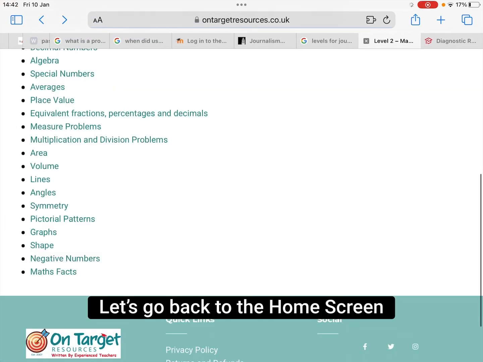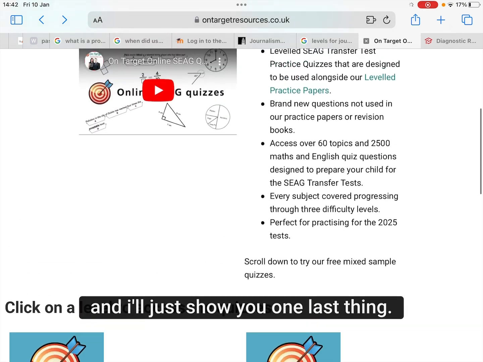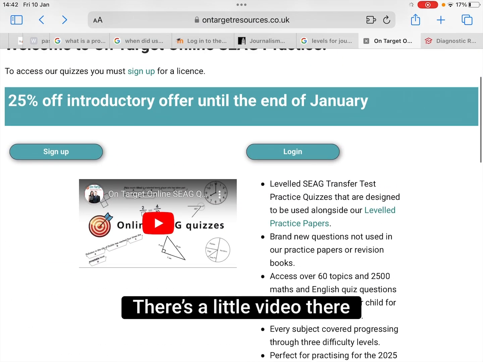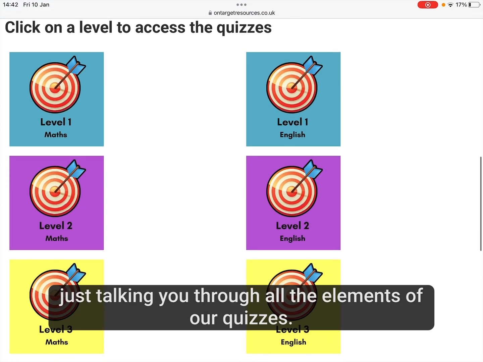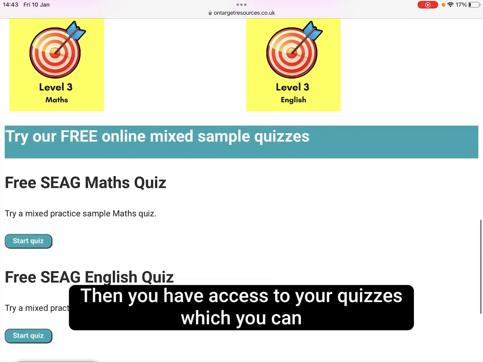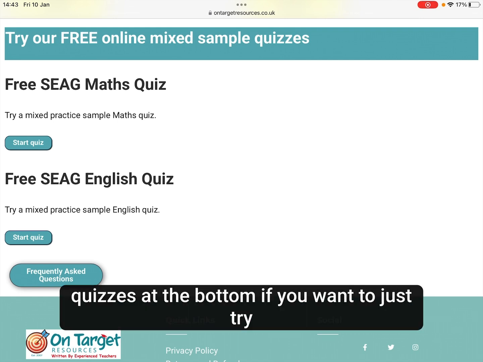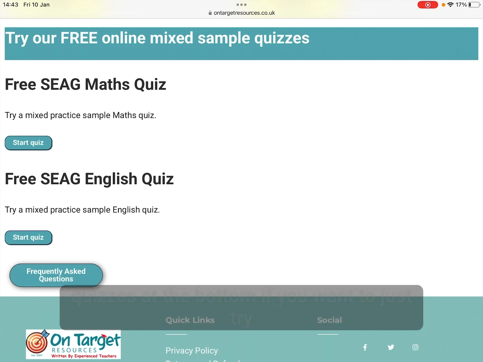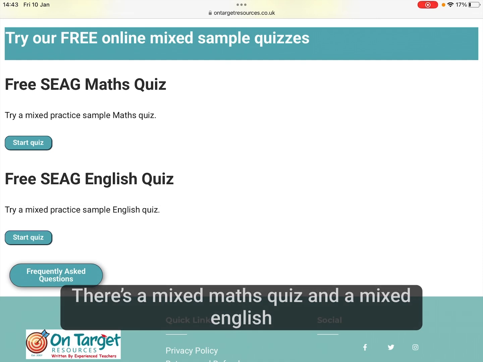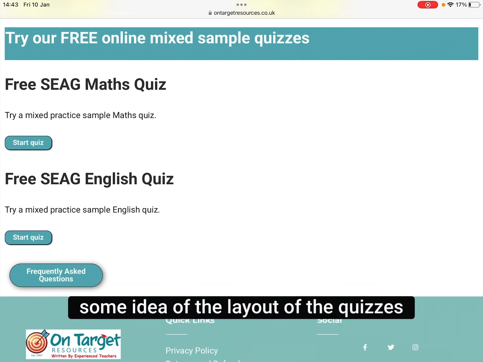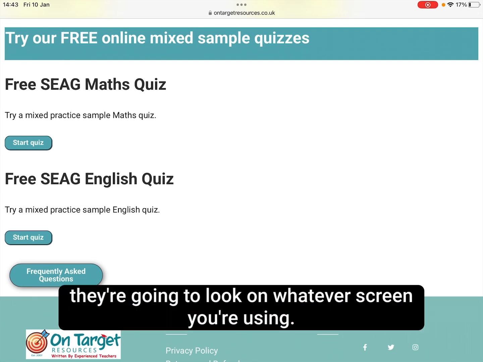All right, let's go back to the home screen, and I'll just show you one last thing. There's a little video there that talks you through all the elements of our quizzes. Then you have access to your quizzes, which you can get whenever you've logged on. And then there's a couple of free quizzes at the bottom if you want to just try before you buy. There's a mixed maths quiz and a mixed English quiz, which gives you some idea of the layout of the quizzes and exactly how they're going to look on whatever screen you're using.